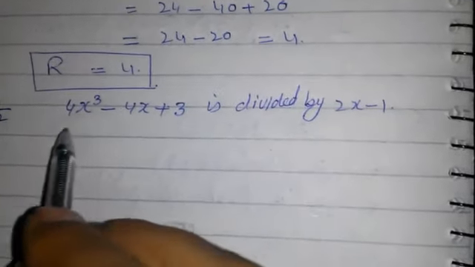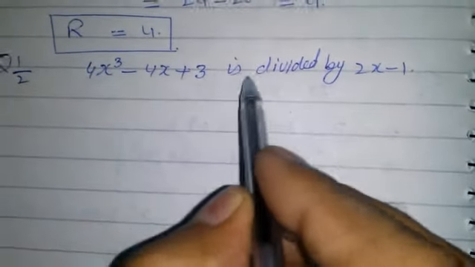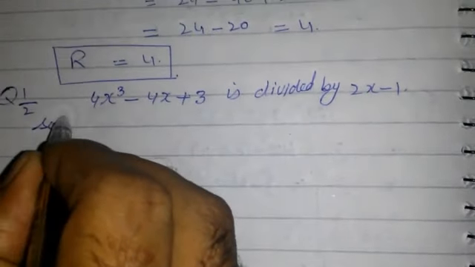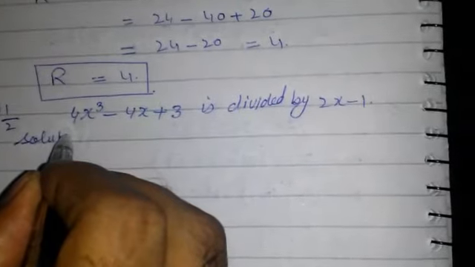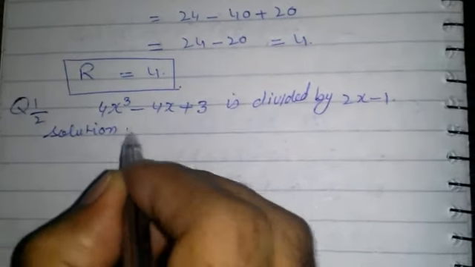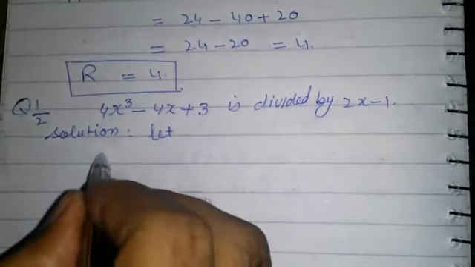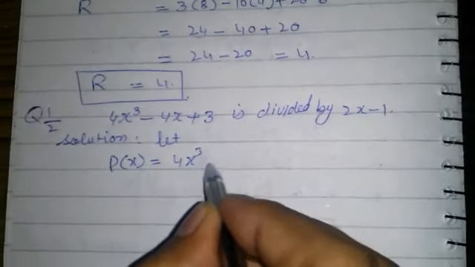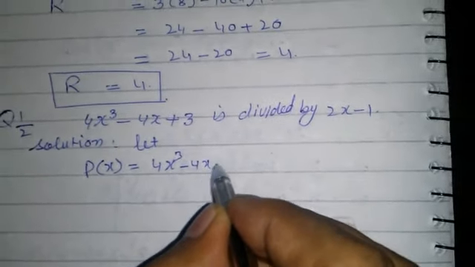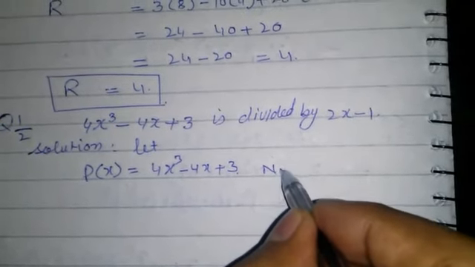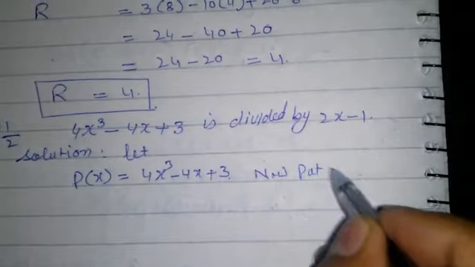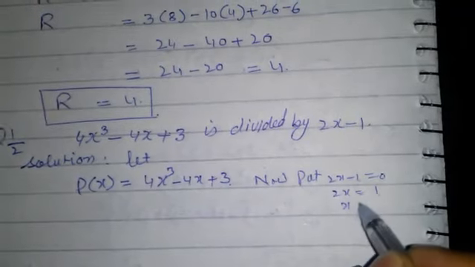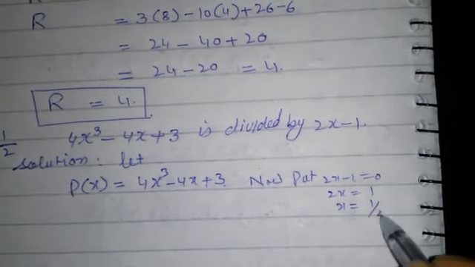Question number 1, part 2. 4x cube minus 4x plus 3 is divided by 2x minus 1. Solution. Let p of x is equal to 4x cube minus 4x plus 3. Now put 2x minus 1 is equal to 0, 2x is equal to 1, x is equal to 1 over 2.